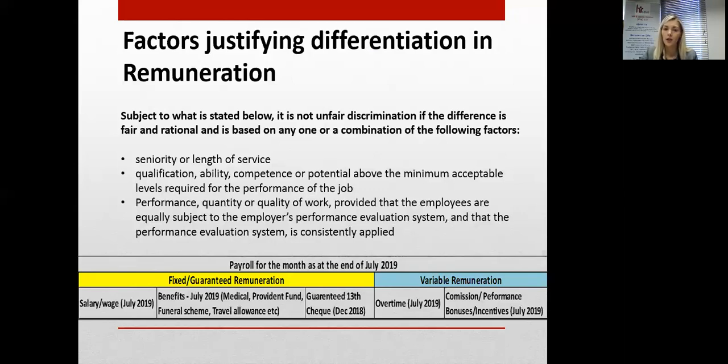When we look at factors justifying differentials in remuneration, because we are looking at your fixed and variables, your medical aid, your 13th cheque, your salary, your overtime, and your incentives, you need to justify the remuneration bands that you work on. Please note it is not discrimination if the difference is fair and rational based on one or a combination of the following factors listed. We look at your length of seniority, your length of service, your qualifications, your work performance, your quality of work, if you are in a scarce position, and what qualifications and experience you have together.